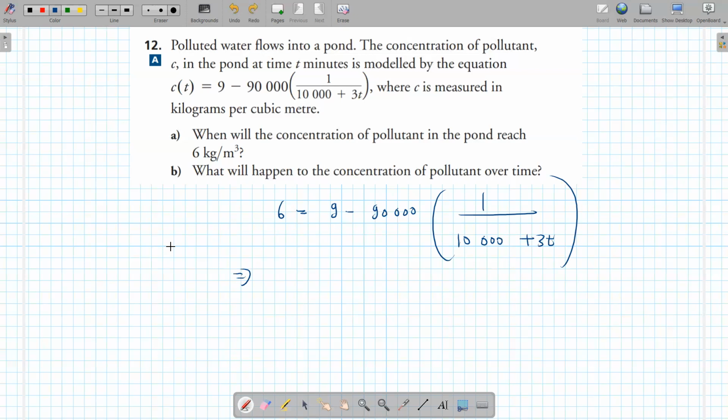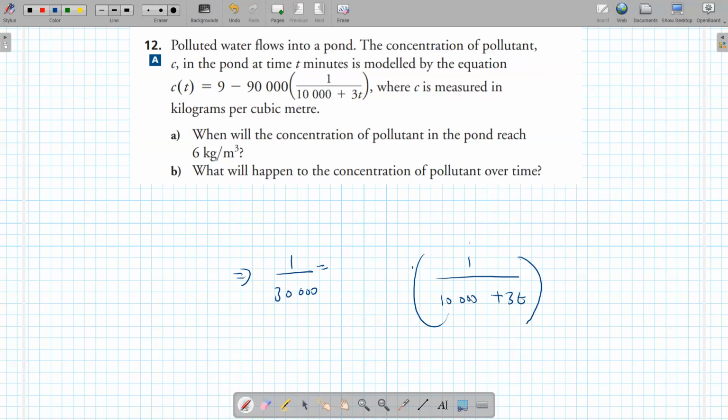How do we get rid of that 9? We're gonna throw it to the other side. You subtract. 6 minus 9 is -3. Then you get rid of this -90,000. What do you do on both sides? You add. Adding won't help. Try again. Because -90,000 is being multiplied with this bracket, you divide. Yeah. So -3 over -90,000 is gonna be 1 over 30,000. Then you have this.